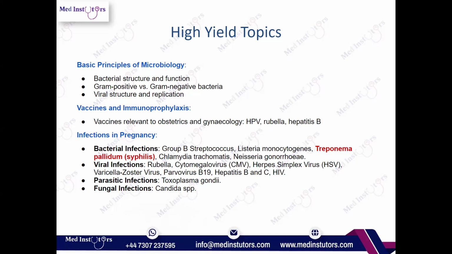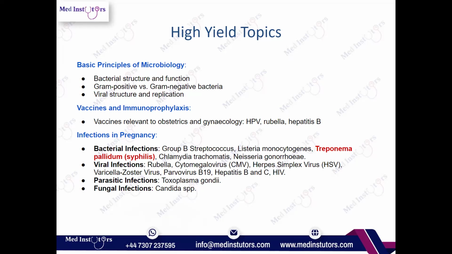Then infections in pregnancy. You should have a list of infections which are prevalent during pregnancy. For example, if we talk about bacterial infections, we have group B streptococcus, Listeria monocytogenes, Treponema pallidum, Chlamydia, and Neisseria gonorrhoeae. And I have highlighted Treponema pallidum, which is syphilis. It is a very high yield topic from the exam point of view, because they literally have questions on the structure of Treponema pallidum, its classification, different stages of syphilis, how you are going to manage that condition, and the interpretation of syphilis serology. So whenever you are studying syphilis, try to go through each and every aspect of this topic, because this is a very high yield topic.